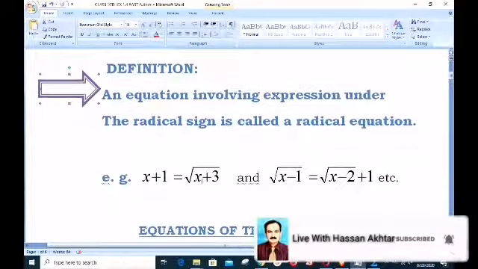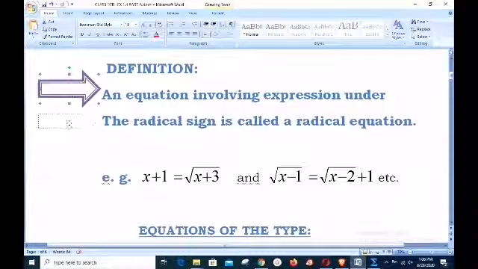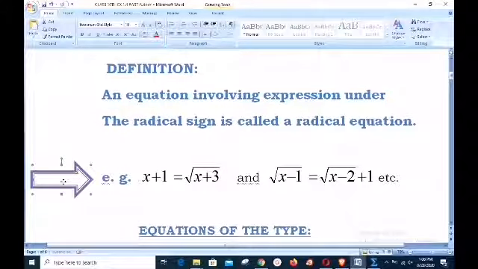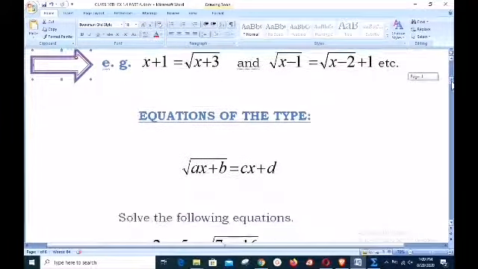For example, x plus 1 is equal to root x plus 3, and root of x minus 1 is equal to root of x minus 2 plus 1, etc. Such are the shapes of radical equations examples. So selecting one question from exercise 1.4, we will describe the method of solution.